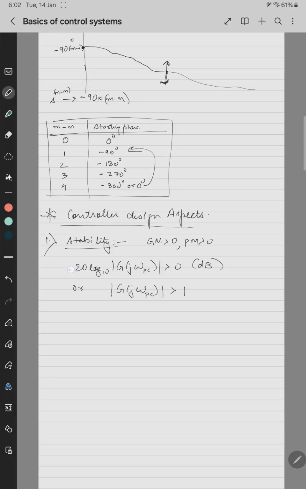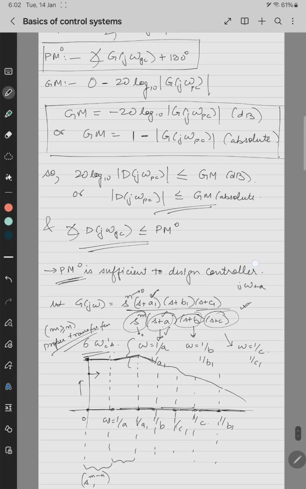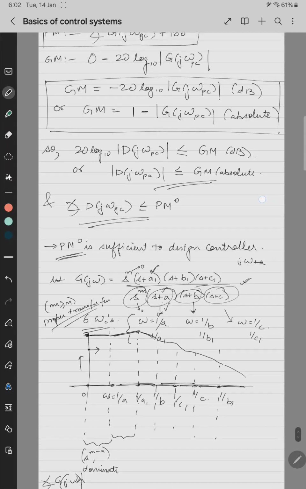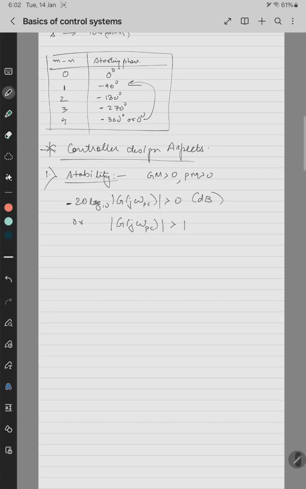I'm sorry, there is a negative sign here, because gain margin is minus 20 log base 10 of mod of G of j omega pc. So in that case the inequality will be reversed. So I'll directly write that it should be less than 1, like this. Less than 1 means in fraction, this is in absolute.